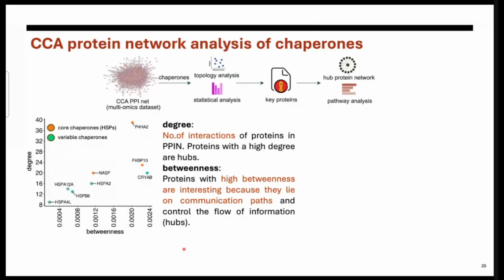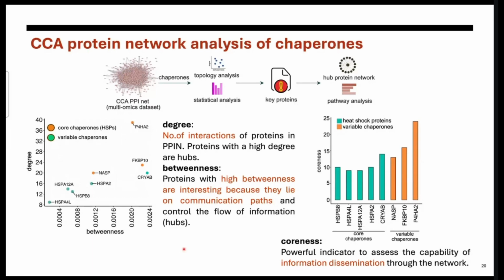And then we also looked into one more parameter called coreness of the network, meaning that if a particular protein has a high coreness value and you remove that protein, the whole network is disseminated. As you see in this bar plot here, we have plotted that, and also the scatter plot. When you look closely at both of them, these two proteins stood out. CRY-AB and P4HA2 showed high values of degree, betweenness, and coreness.